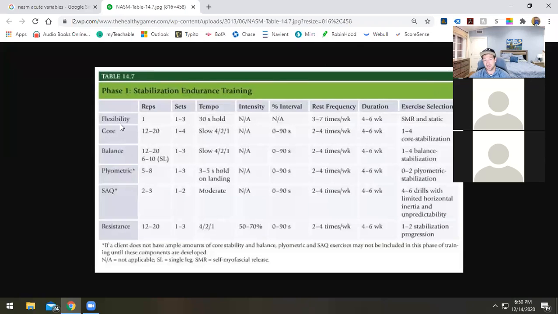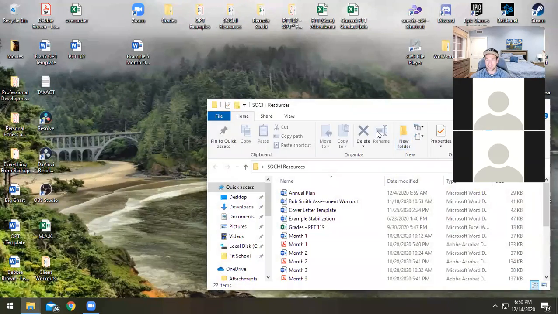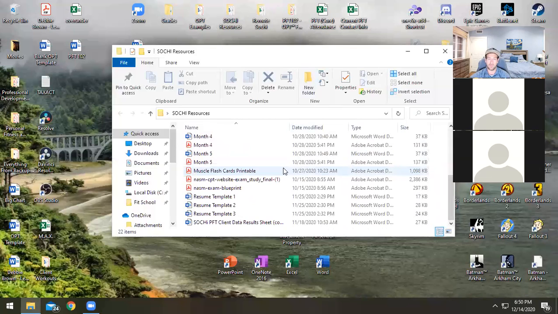So when it comes to flexibility, you're choosing SMR and static. Core, you're choosing core stabilization exercises, 12 to 20 reps, 1 to 4 sets. This is all the stuff that we've been building in our example routines. These are all the rules that I've been following in all the examples that we put up until now. But that's only so helpful. You guys have got to see all of it in one page. So this is our big chart.